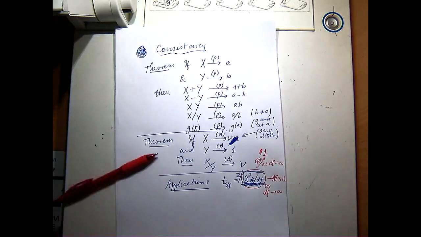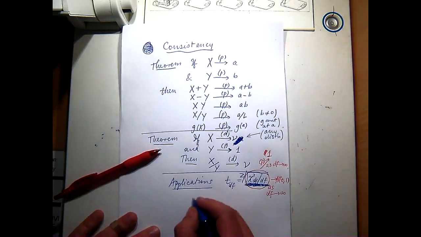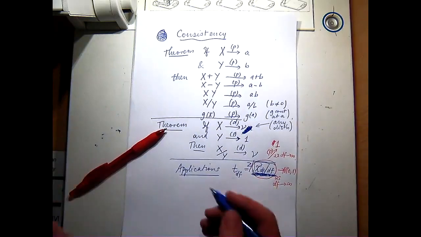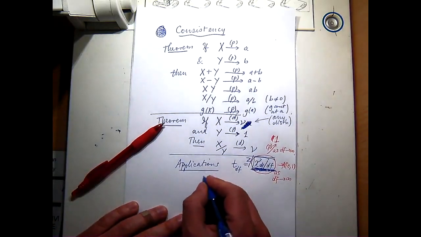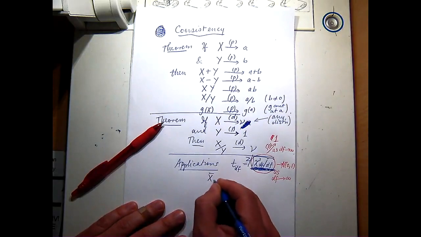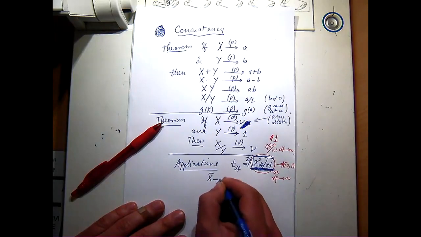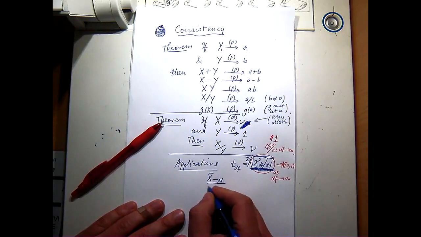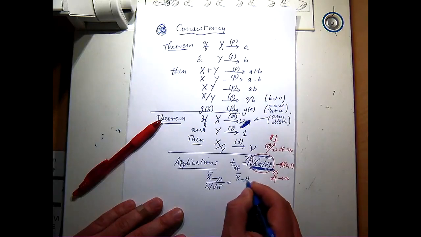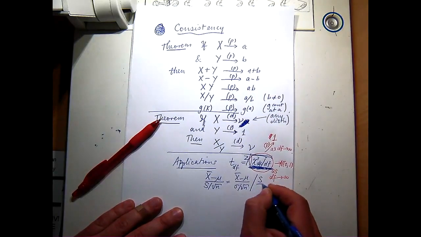And relatedly, it's kind of the same result, but we talked about how when you're looking at the mean, X bar minus mu divided by s over root n is equal to X bar minus mu divided by sigma over root n, and then divided by s over sigma.